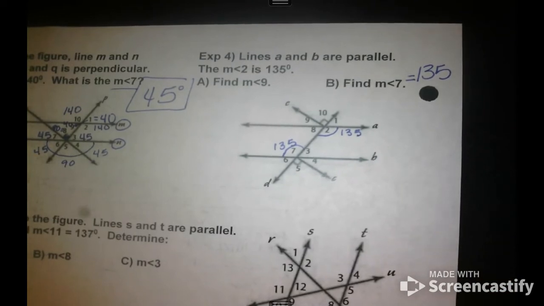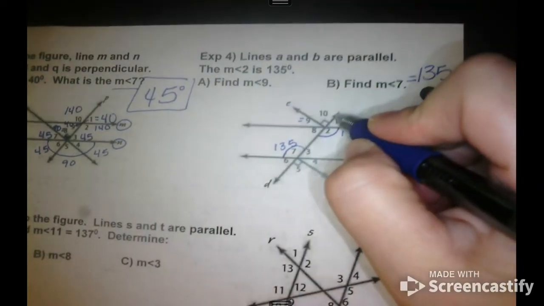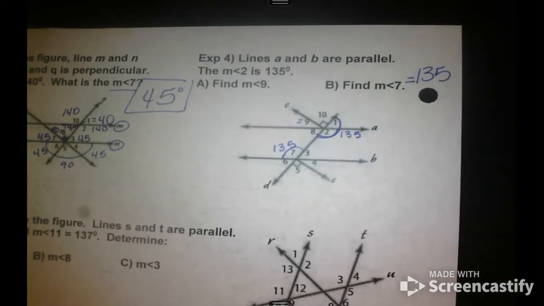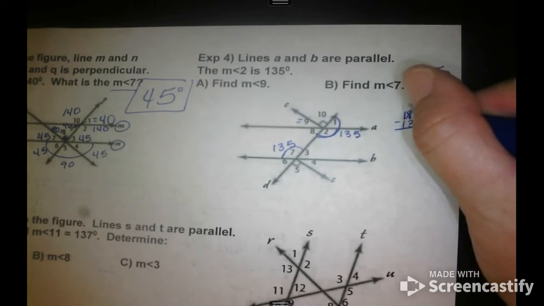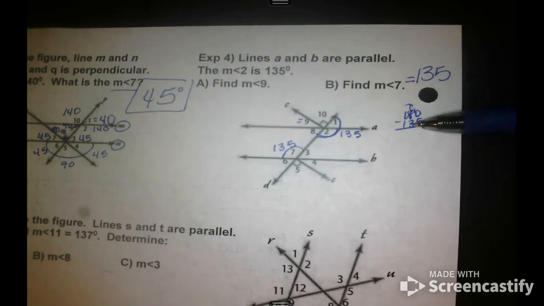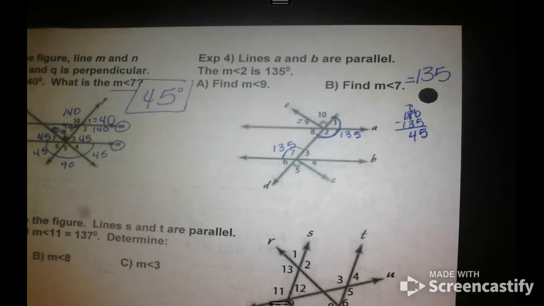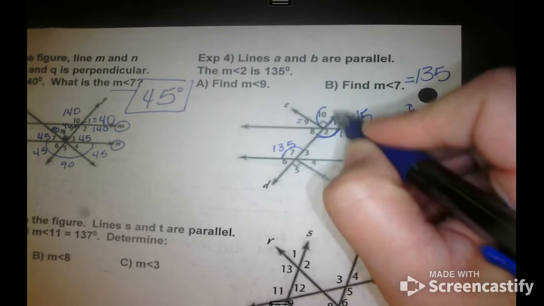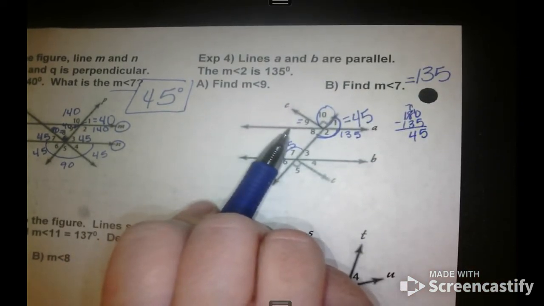Okay, so now it wants to know what 9 is. 1 and 2 have to add up to what? 180. Well, what's 180 minus 135? Try again. 45. So if this is 45, this is 90, what does this have to be? I want to say 45. 45.